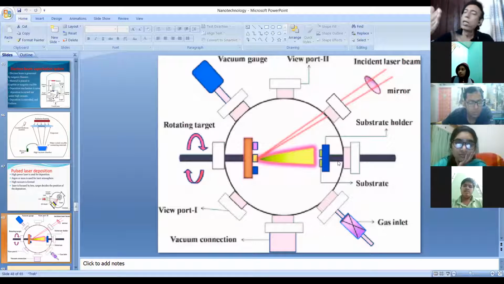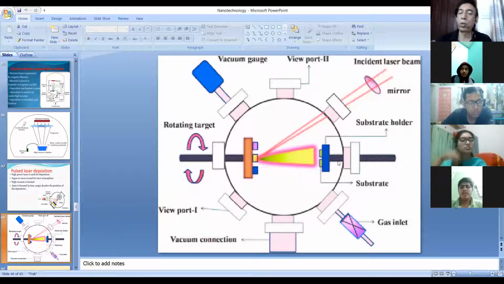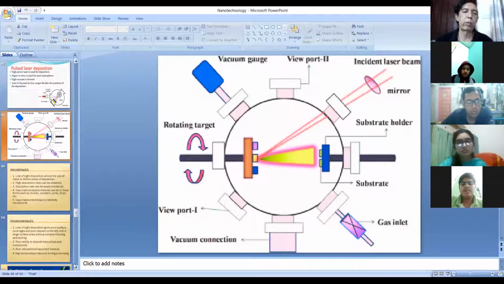Otherwise, if the gaseous molecule cannot travel to the substrate, and in its path it will collide with something, you will not get the proper thin film. So high vacuum is very much required to make the thin film. So this is the pulsed laser deposition.